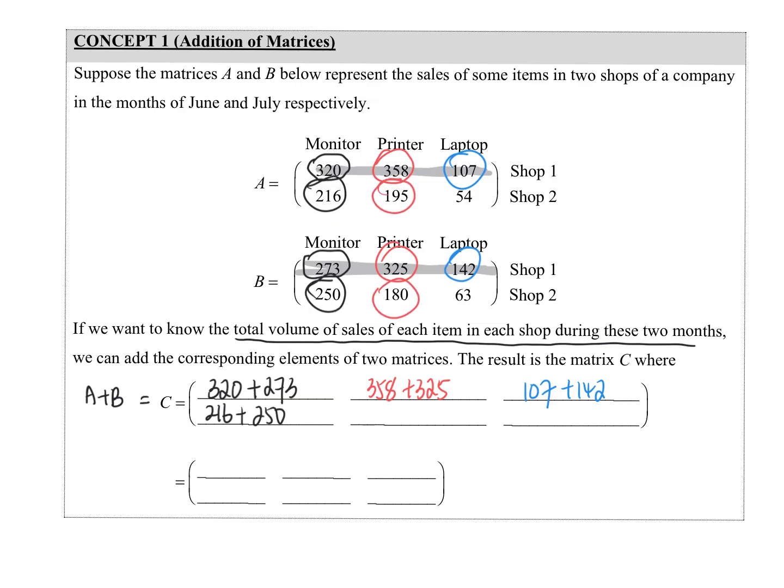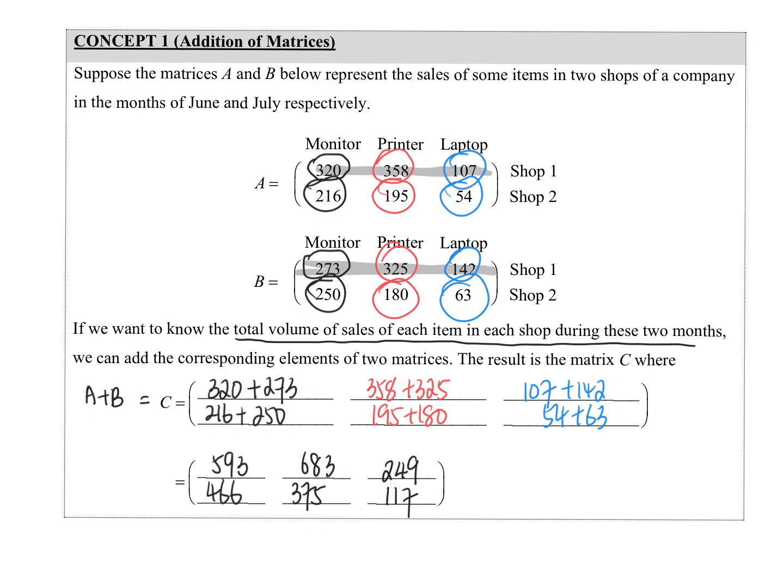Okay, the 195 with the 180. And then the last one is the 54 and the 63. So if you add it, it's 593, 676, 8. See? 1, 2, 4, 9, 117, 2, 3, 7, 5, and then 4, 6, 6. Okay? So this will tell you the total number of monitors sold in shop 1 for both months.